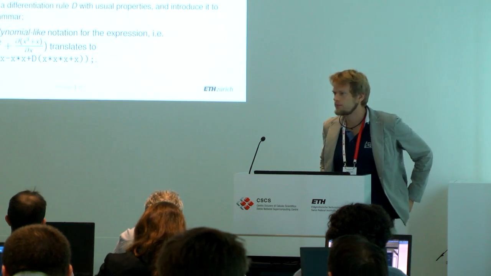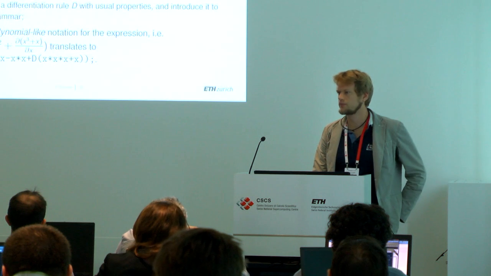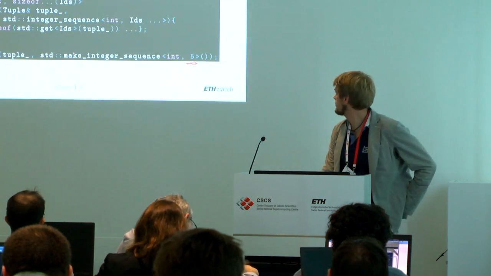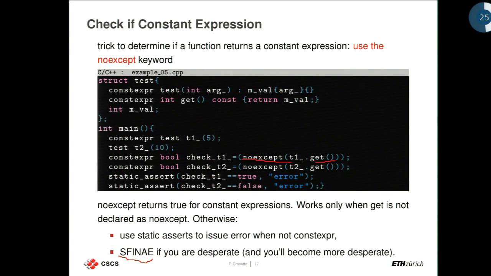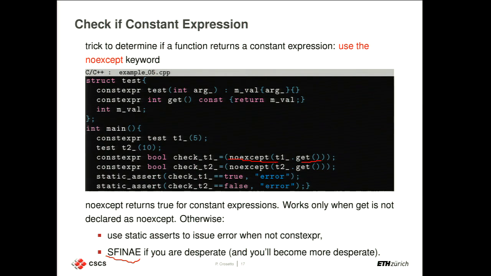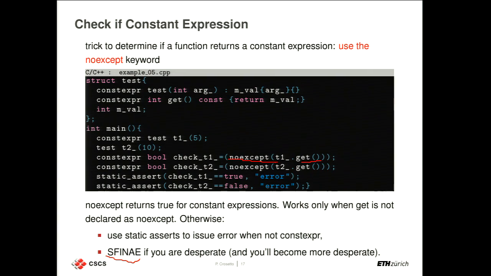I have a question about the no accept trick that you did before. Could you maybe roll back quickly? So what happens if I qualify the get function with no accept? Yeah, this wouldn't work anymore. Okay, if you have do return, you cannot distinguish them anymore. Yeah, in that case, that's the thing.